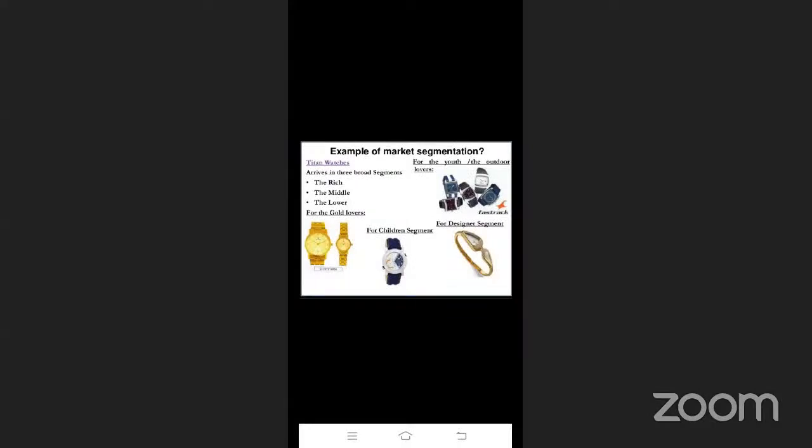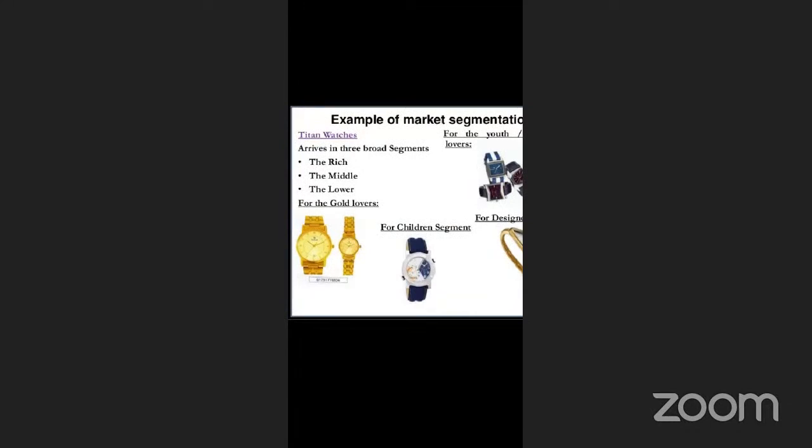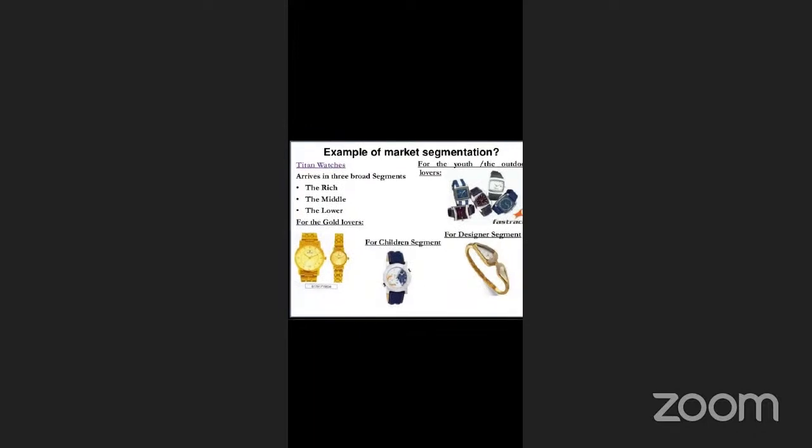सो मैं यहाँ पे एक एग्जांपल बता रही. यू जस्ट वॉच द एग्जांपल. We will take the Titan watches example. The rich, the middle, the lower, है ना? So these three brand segments they have: the rich, the middle, the lower. Rich people are the gold lovers who have purchasing power to buy gold. Yes, correct, the Titan is producing gold watches.